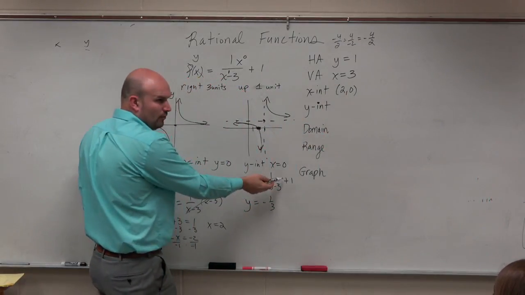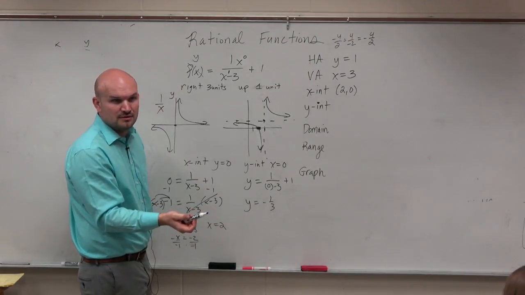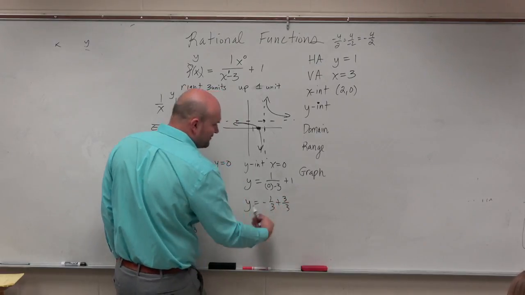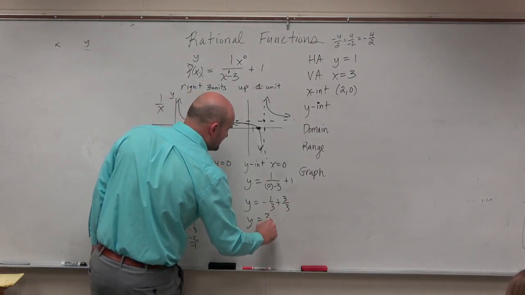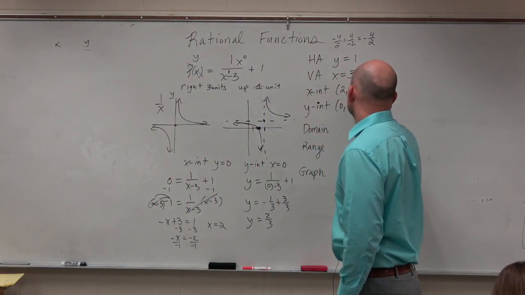And then can I just rewrite 1 as 3 over 3, or should I use it as 4 over 4? 3 over 3, right? And 4 over 4, you don't want to do that. You want to do 3 over 3, so then you have common denominators. So y equals 2/3. So my y-intercept is at (0, 2/3).